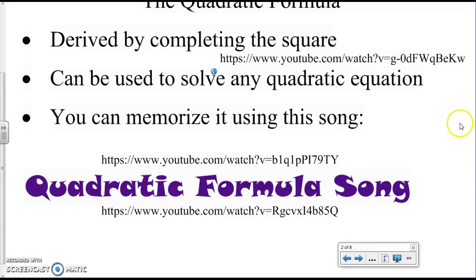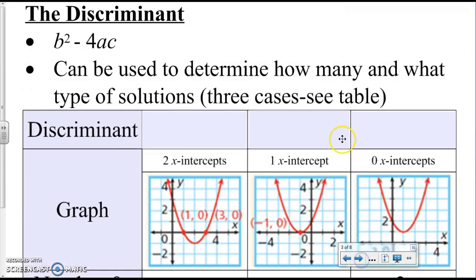Okay, so hopefully you have that memorized, and if not, that song brought it back from Algebra 1. There are a couple other videos here, but I'm going to leave those. We're going to use that here in a little bit. Before we do that, we're going to talk about the discriminant.